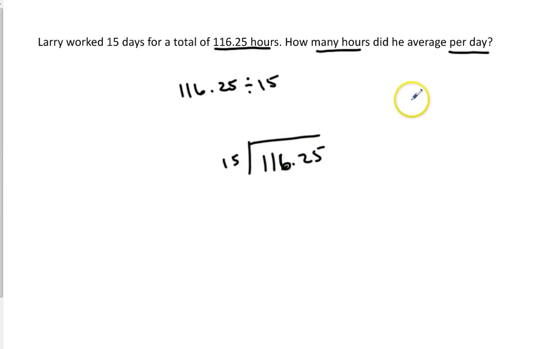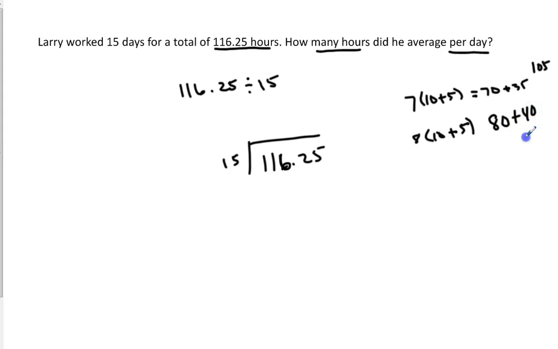So I'm going to go ahead and start with 7 times 10 plus 5 makes 70 plus 35, which is 105. So we can try one more time. 8 times 10 plus 5, and if you're wondering where I got the 10 plus 5, that's my divisor, separated by place values, becomes 80 plus 40, which is 120.